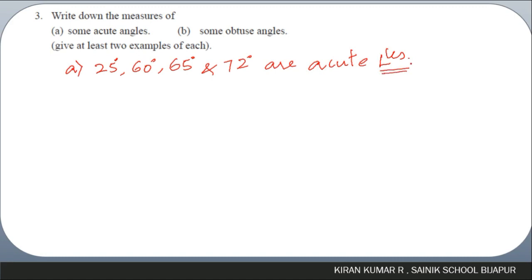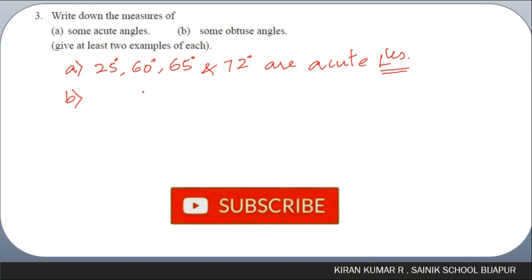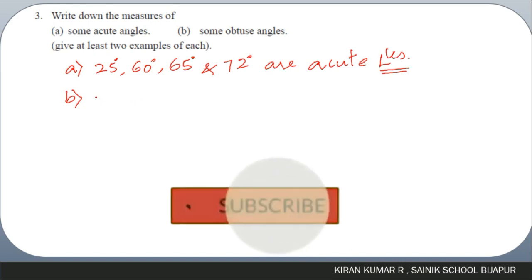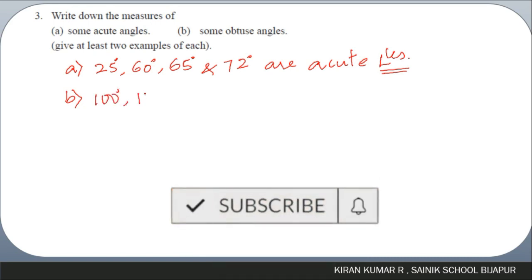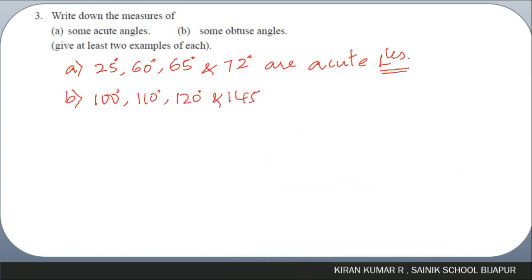This is a short way to write angles. Some obtuse angles, 100 degrees, 110 degrees, 120 degrees, say 145 degrees. These are obtuse angles.